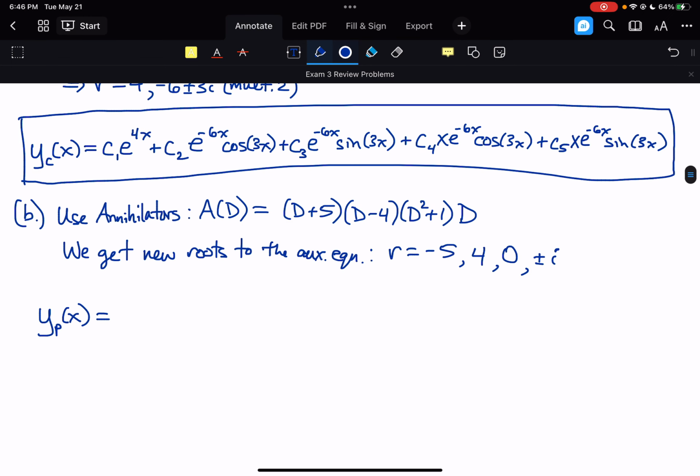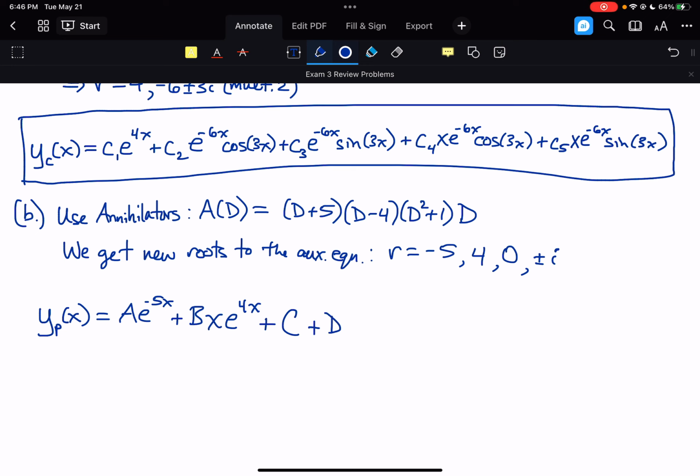So negative 5 is going to give us e to the negative 5x plus, for the 4, be very careful. We already had a 4 as a root back in the original. So this is actually a repeated root. So this is going to be b times x, e to the 4x. Plus the 0 case, that'll be c e to the 0, so just c times 1.